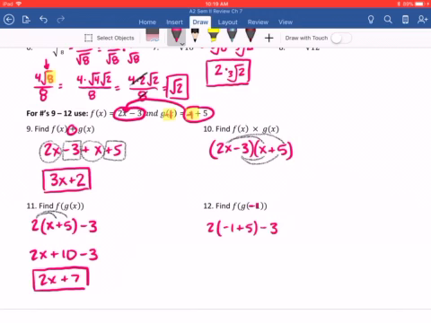And there's a few ways to solve this. You can actually solve it exactly the same way we did number 11. So we could just distribute that 2 and get negative 2 plus 10 minus 3. Negative 2 plus 10 is 8, and 8 minus 3 would give us an answer of 5.